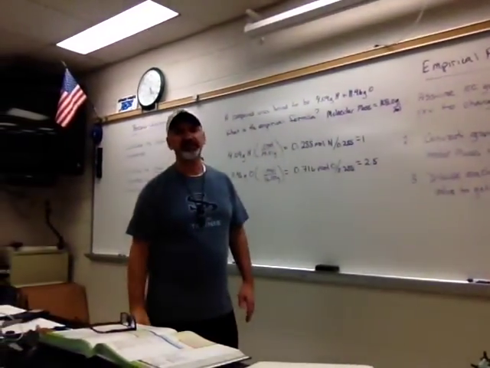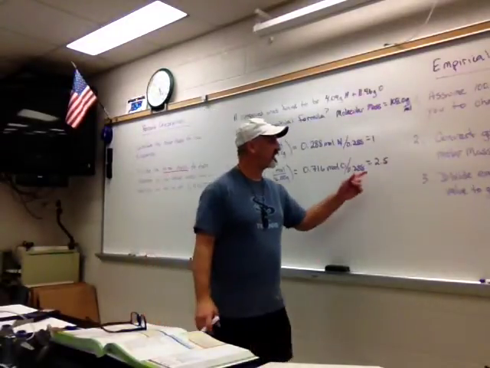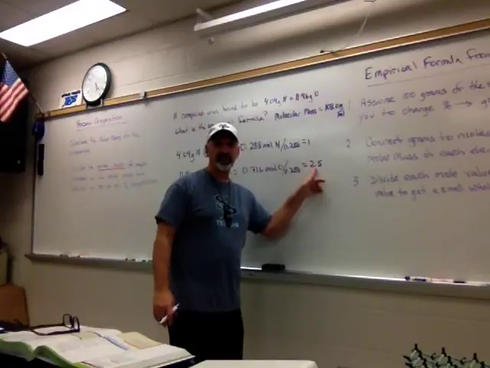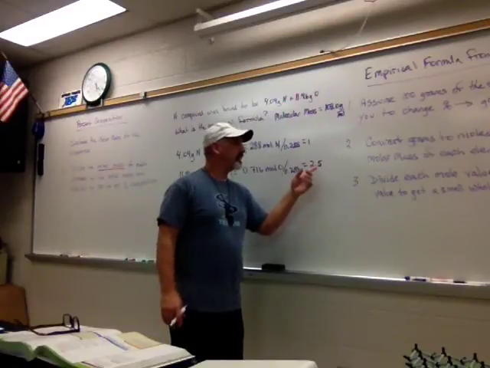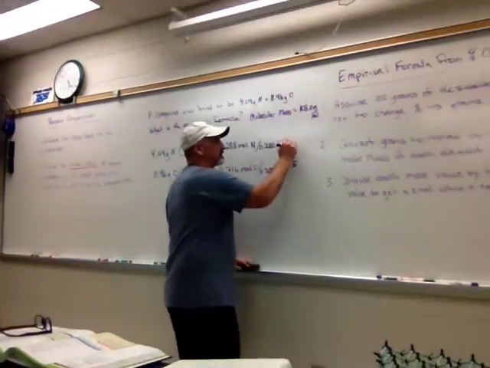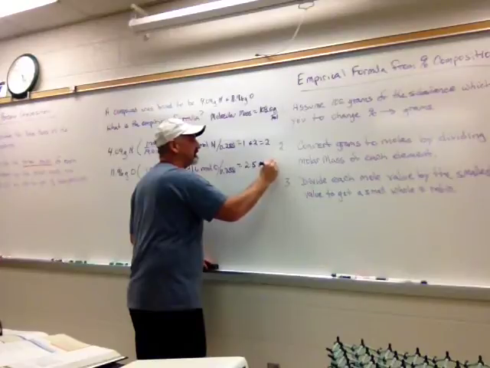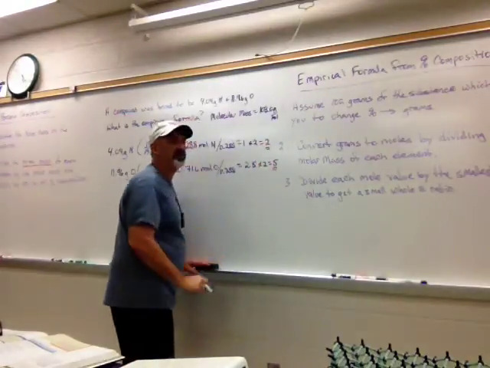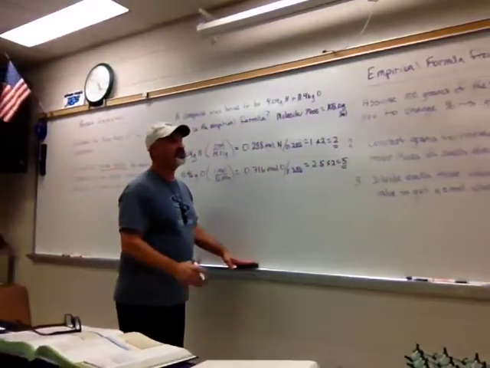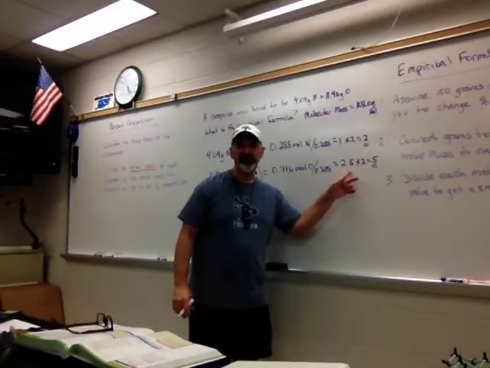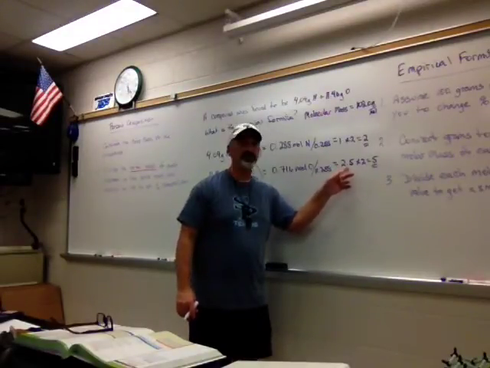You cannot round that to 2 or 3. When you get a fraction like this, hopefully you recognize that 0.5 is the same as 1/2. So then we have to multiply this whole thing by 2 to get a whole number. So we're going to go times 2, times 2. So the ratio is really 2 to 5, my whole number ratio. The rule is that this decimal has to be within about 0.05 of a whole number to be able to just round it.